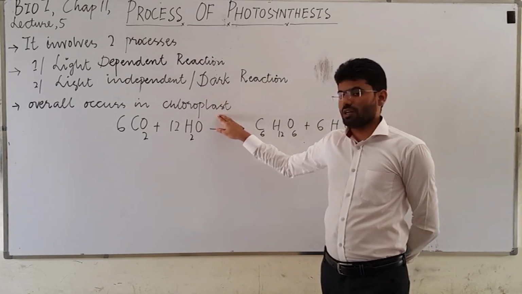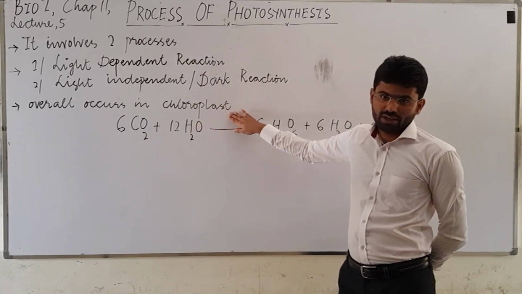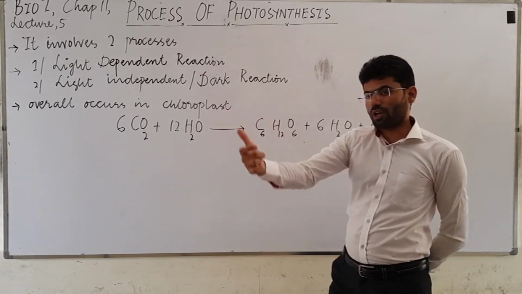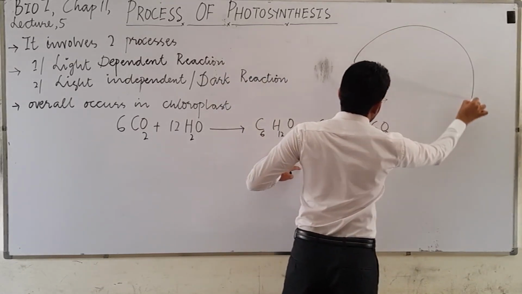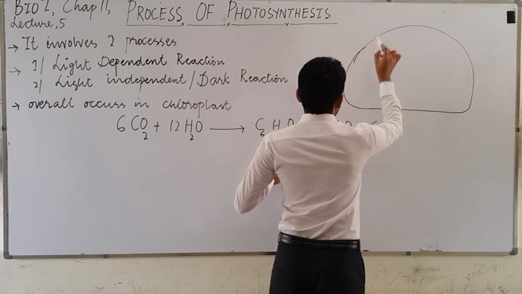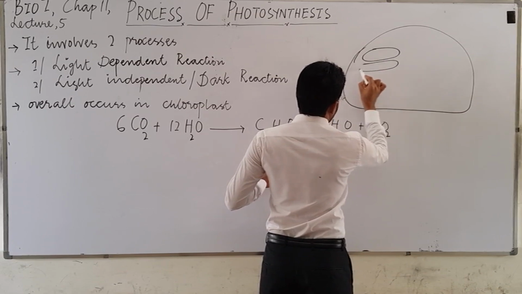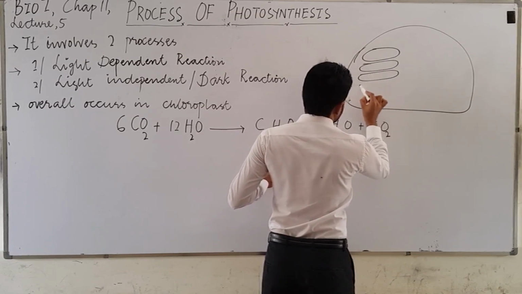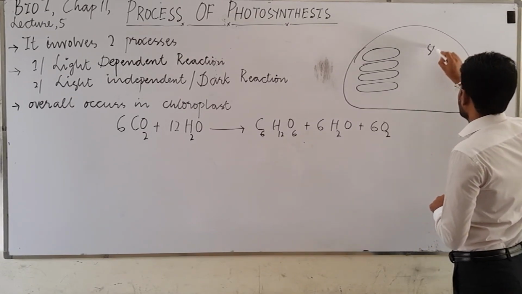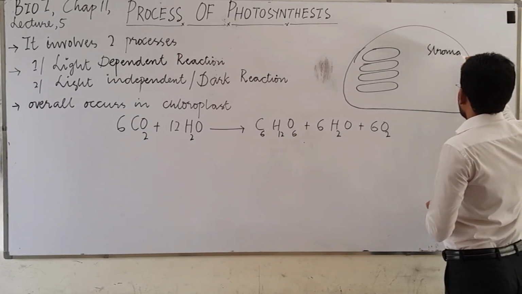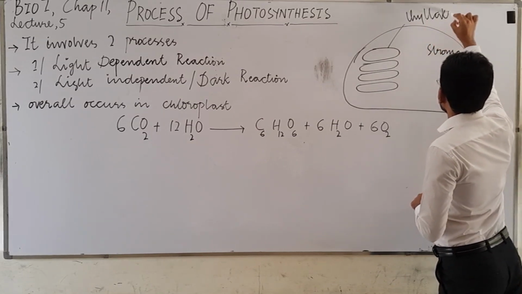This overall process is going to happen in the organelle called the chloroplast. If you recall the structure of the chloroplast, this is called the outer membrane, and the inner membranes are called the thylakoids. This empty space is called stroma, and these discs are called thylakoid.